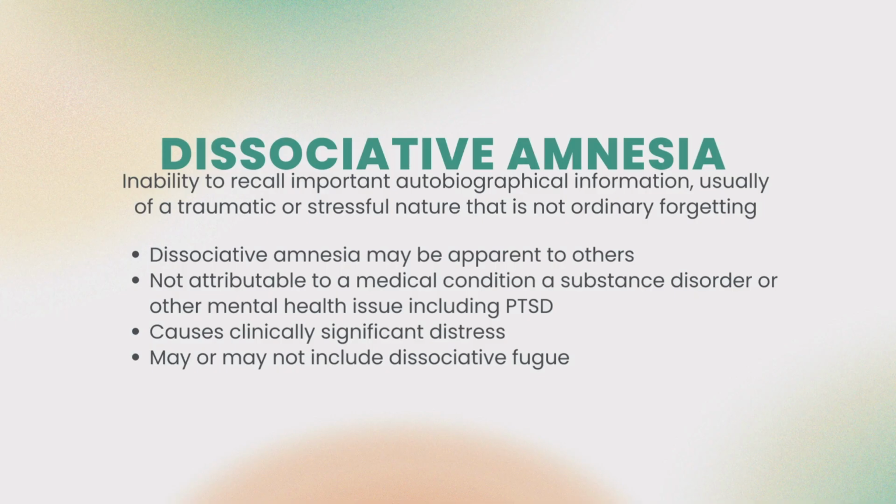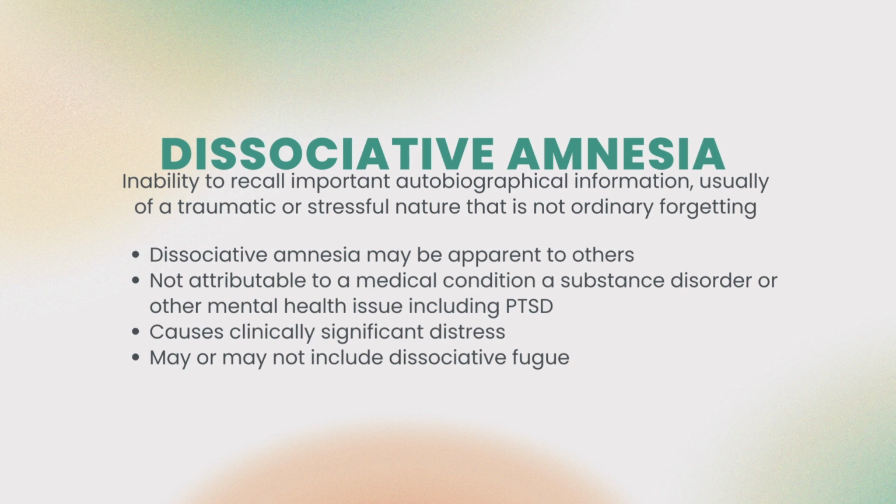In dissociative amnesia, there's an inability to recall important autobiographical information, usually of a traumatic or stressful nature, that's not better explained by just ordinary forgetting. You may forget some things that happened when you were 5 or 6 years old, and that's not what we're talking about. We're talking about significant events or aspects of events that you probably wouldn't normally forget. Dissociative amnesia may be apparent to others. For example, the person does not recall something that others witness, or maybe the person can't recognize significant others.